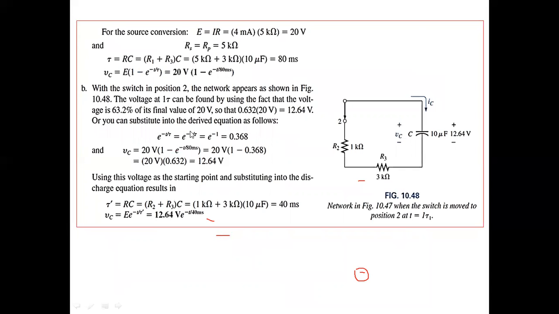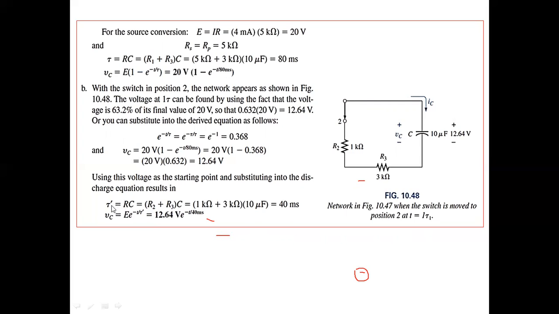63.2% of its final value. So 63.2% of 20 will be 12.64. Now the capacitor will be charged up to 12.64. How to find this? Just put the values over here. Instead of t, put t equal to 1 tau. Tau is 80 millisecond, so tau will cancel with this tau. 80 divided by 80, we will get e raised to the power minus 1, and e raised to the power minus 1 is 0.368. 1 minus 0.368 is 0.632, multiplied by 20. So 0.632 means 63.2% of its final value, and that will be 12.64.